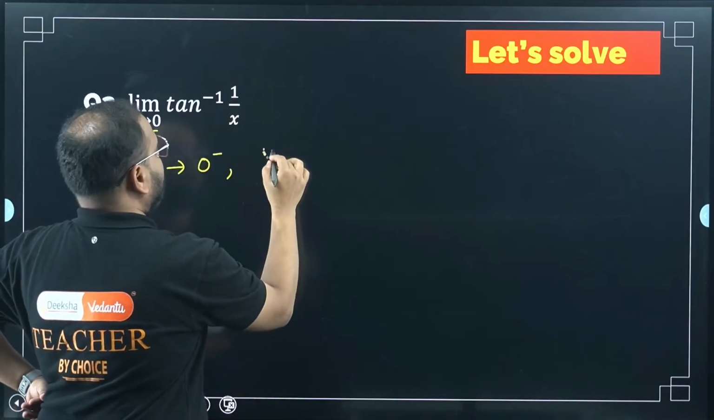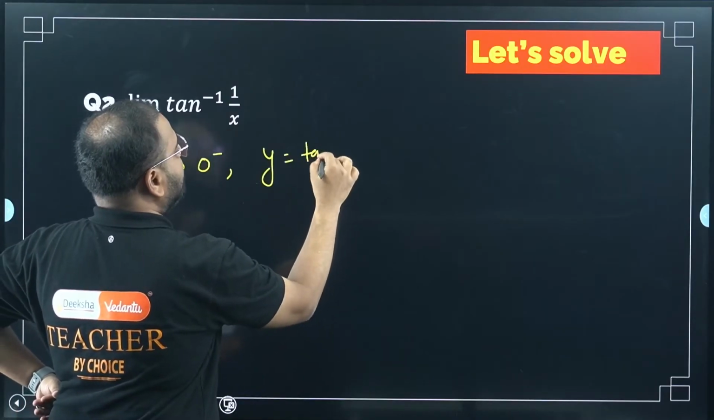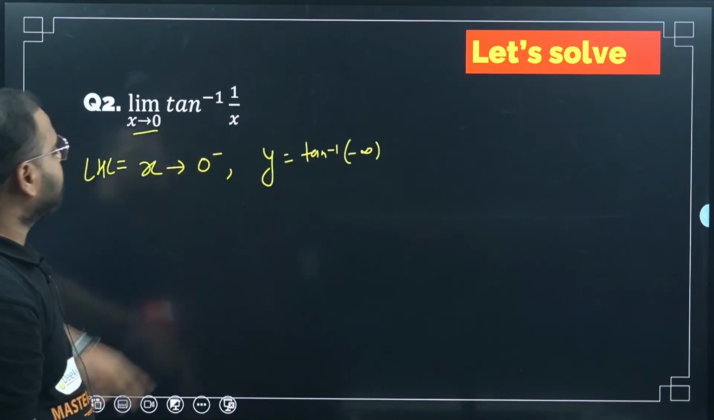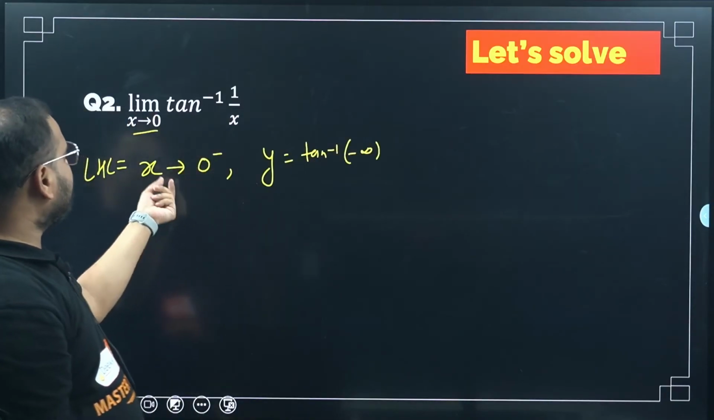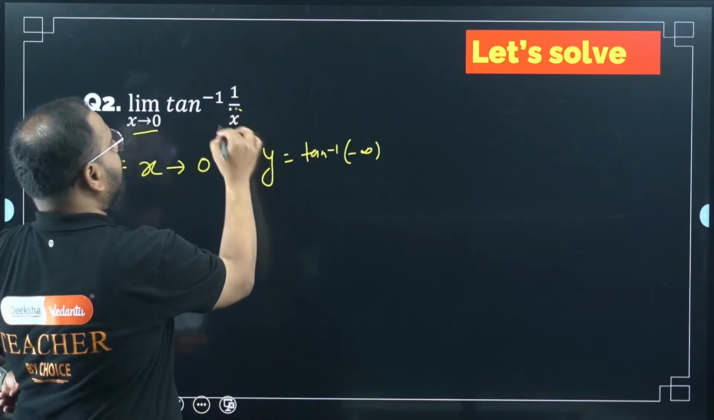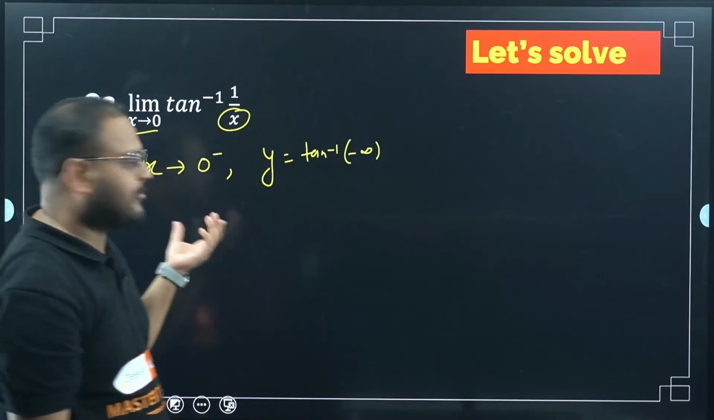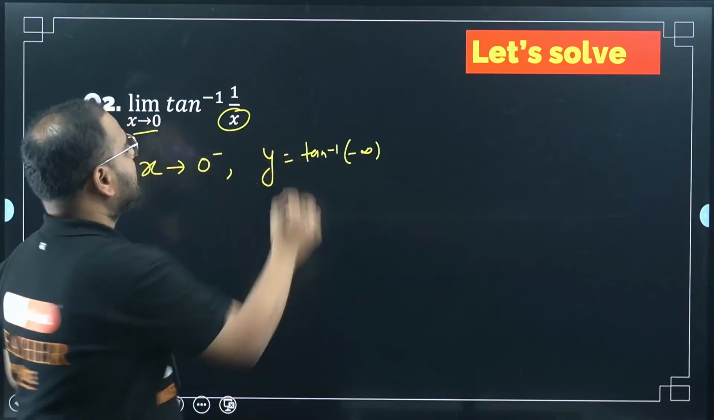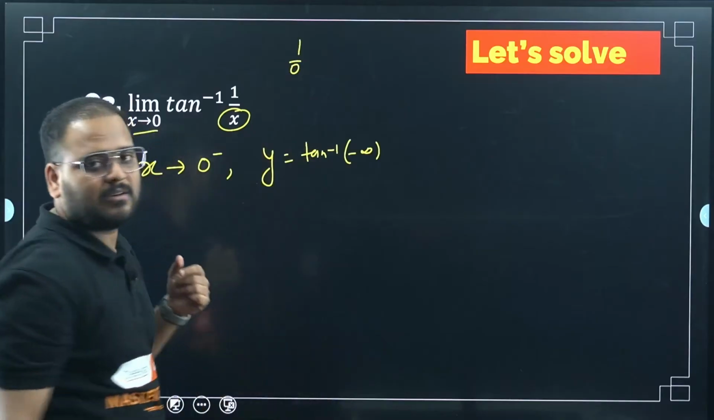Check here. My y will be tan inverse of negative infinity. If I take x as some negative value before 0, then 1 by a negative value will be negative infinity. 1 by 0 is what? Infinity, no?